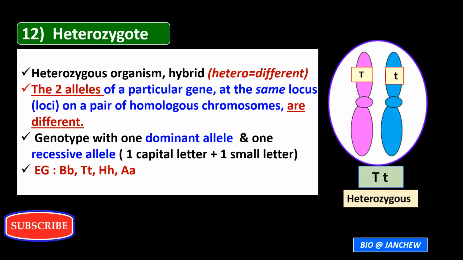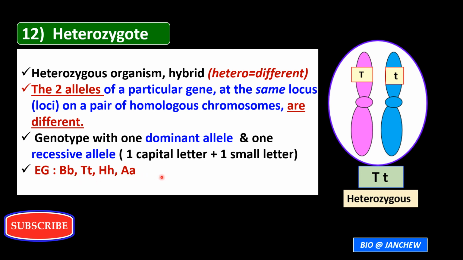Now, how about heterozygote or heterozygous individual or a hybrid? Hetero means different. So, for this type of organism, the two alleles of a particular gene at the same locus on a pair of homologous chromosomes are different. The two alleles are different. For example, there's one dominant allele, big T, and one recessive allele, small t. Okay, so it's a genotype with one dominant allele and one recessive allele, one capital letter and one small letter, like big B, small b. The organism with this genotype is a heterozygote. Okay, big T, small t, and so forth.